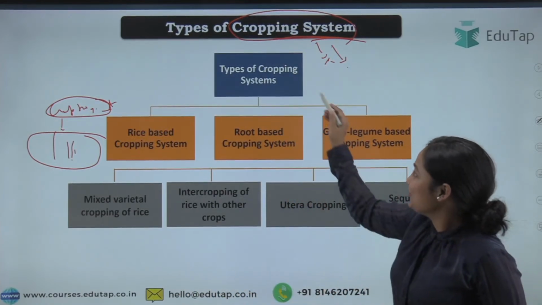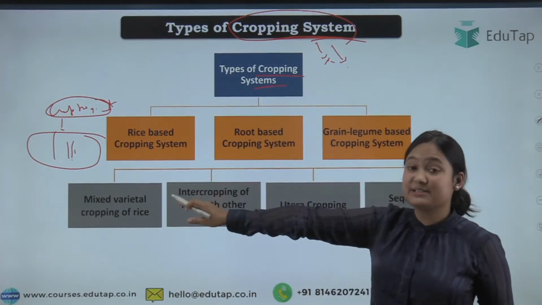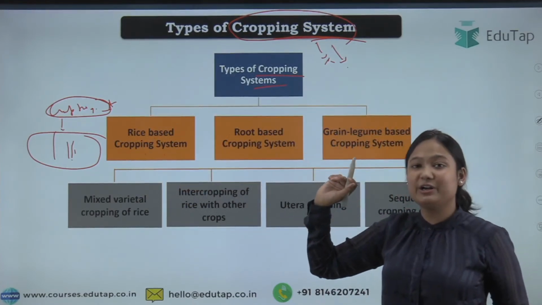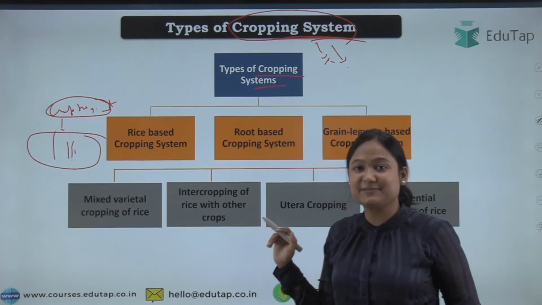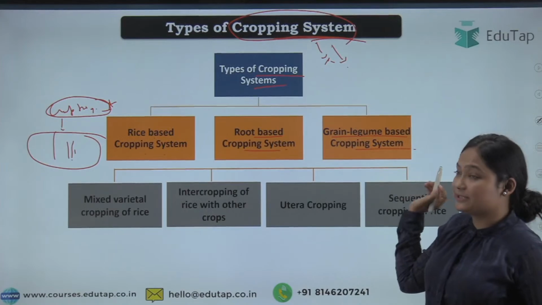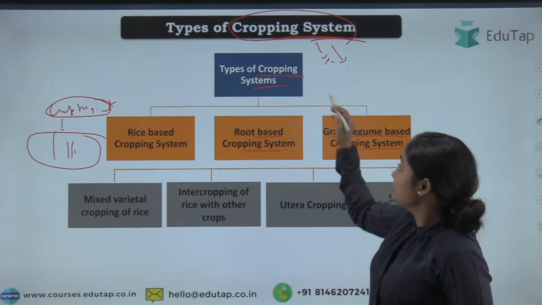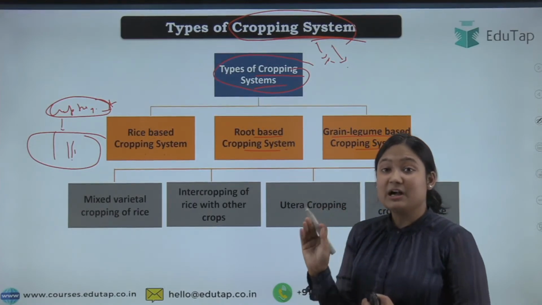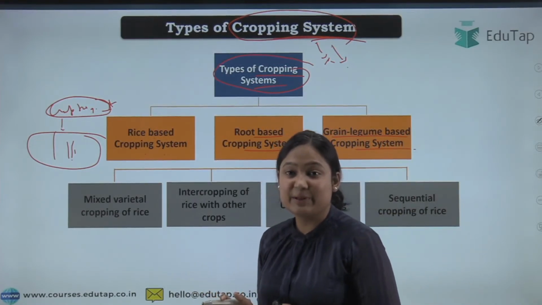And cropping pattern is just simply आपने किस किस सीक्वेंस में क्रॉप लगाई है. Okay, so now talking about the cropping system. Cropping system can be your rice based cropping system. Very good. Asta has given a good example, rice, wheat. Then root based cropping system, grain legume cropping system. Again, what are these three systems? These are cropping systems and we are focusing on one crop. Okay, हम क्या कर रहे हैं?